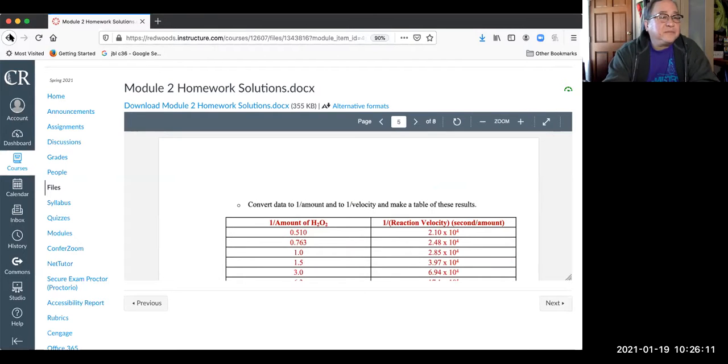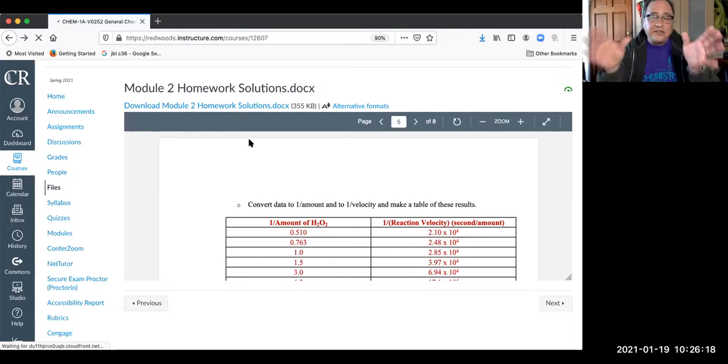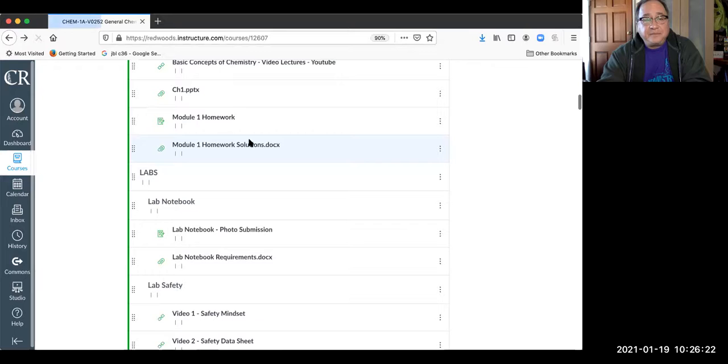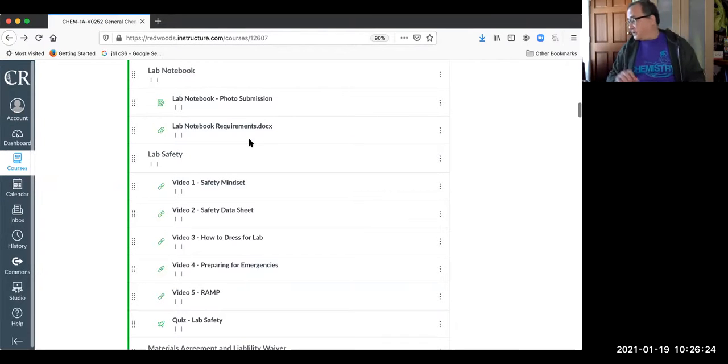Okay, now let's go back. And we're going to get to the lab stuff because today, Tuesdays and Thursdays, the focus is on lab. So now we're going to focus on lab. So let's talk first about the lab notebook.